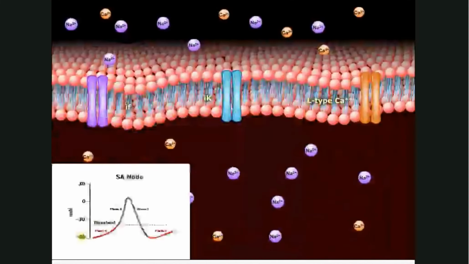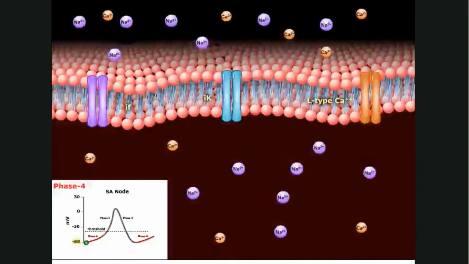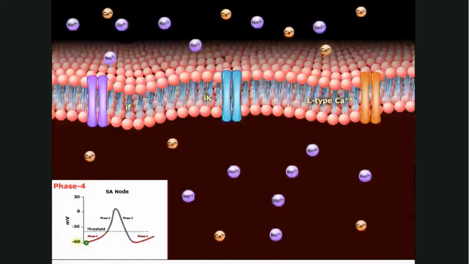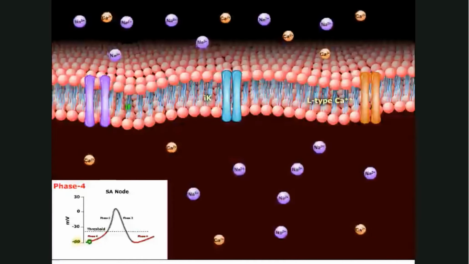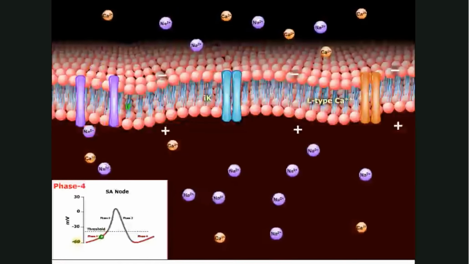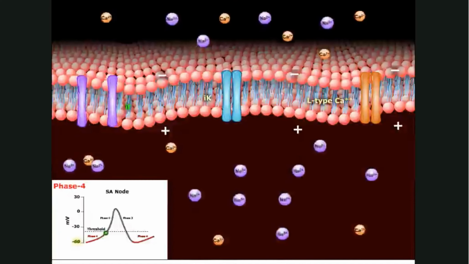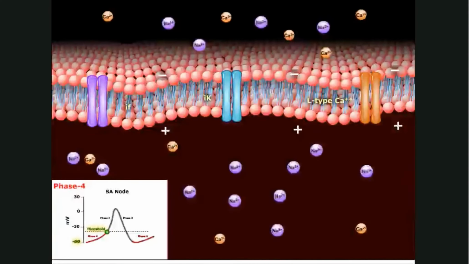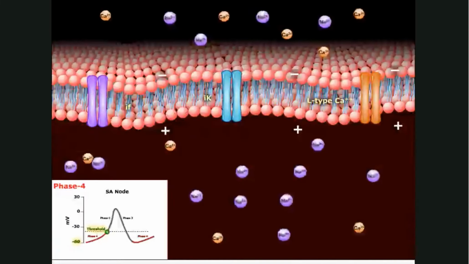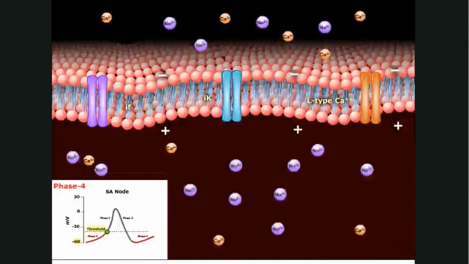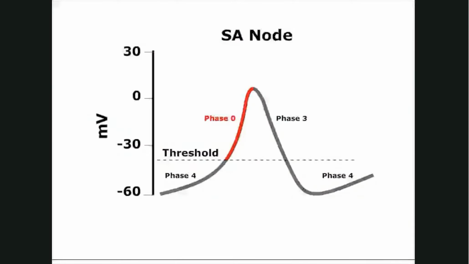Let's visualize what happens at the cell membrane level during this phase, which is also represented graphically in the small window. Funny channels, labeled here as IF, open to allow the influx of sodium. This reverses the membrane potential. Therefore, this reversal of transmembrane voltage causes the cell to reach its threshold for spontaneous depolarization. Let's proceed to the next phase.